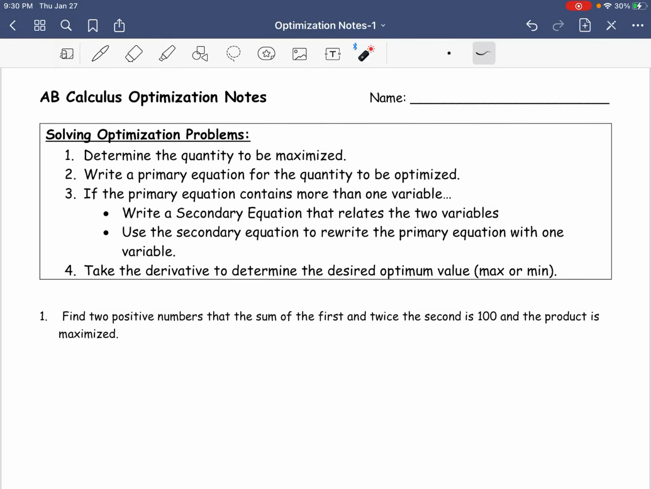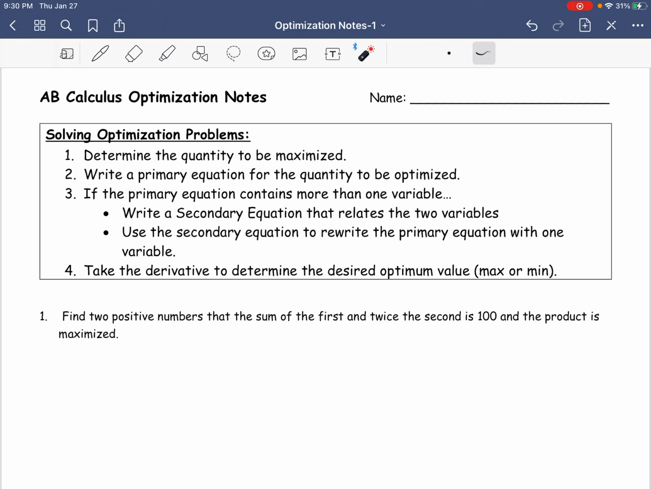I'm Mrs. Raposa, and I'm going to be going through with you your optimization notes that hopefully you picked up after your quiz during class. And just follow along on here, and when you're finished, you're going to scan it in and turn in to Schoology what you have copied down.